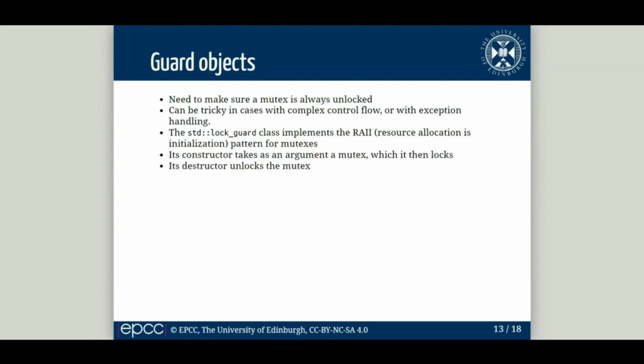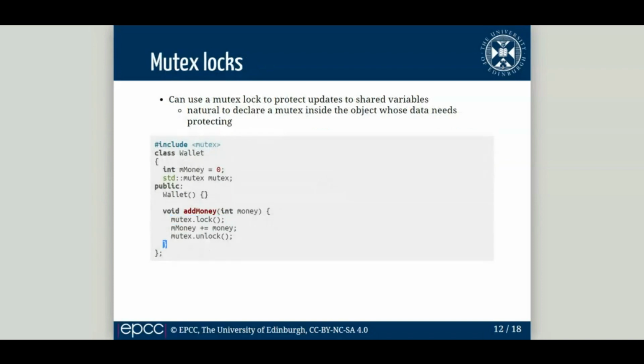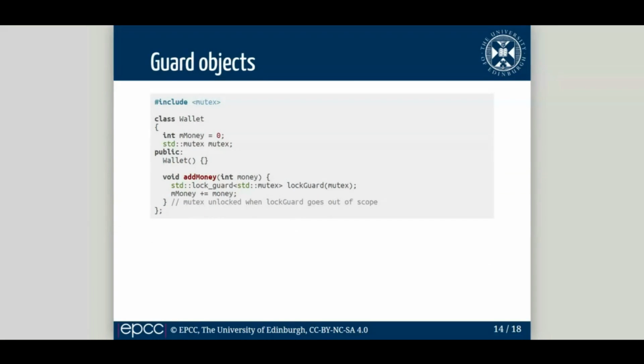Or there is another way, if you don't want to use mutexes and lock and unlock, you can use the lock guard, it is called. So this class implements what we learned before, the resource acquisition is initialization pattern for mutexes. What it does is, at the moment that you finish the function or the thread finishes, it unlocks automatically, so you don't need to call it explicitly.